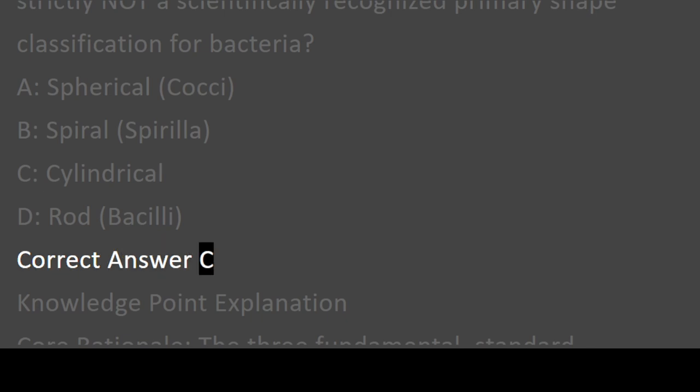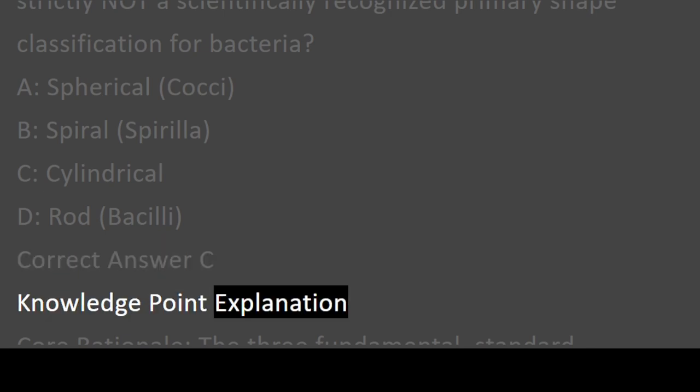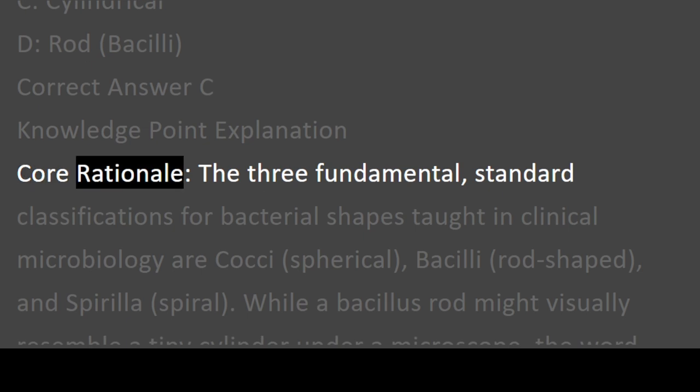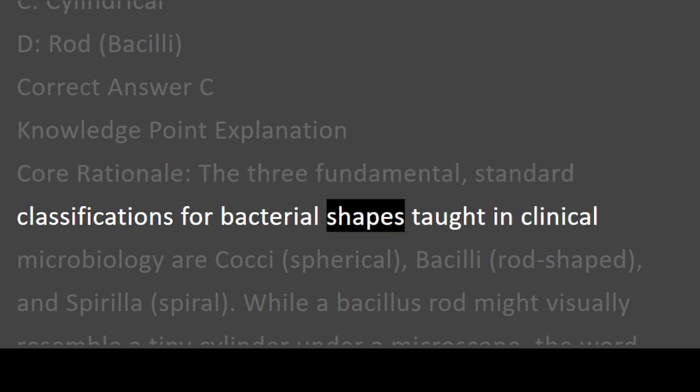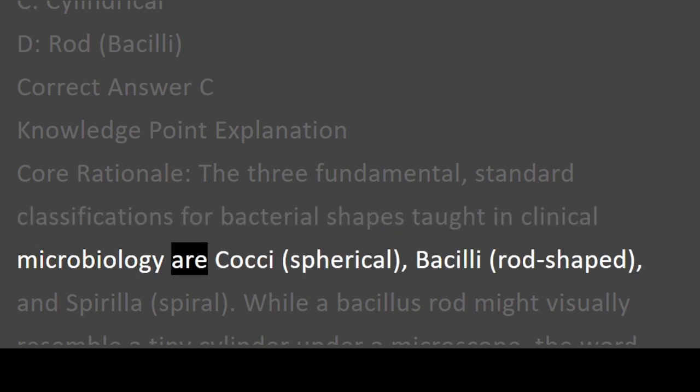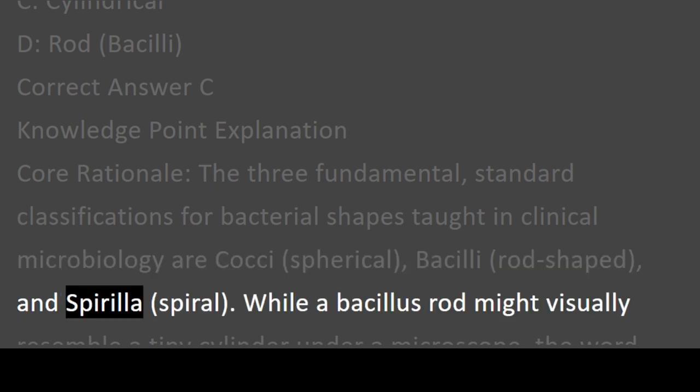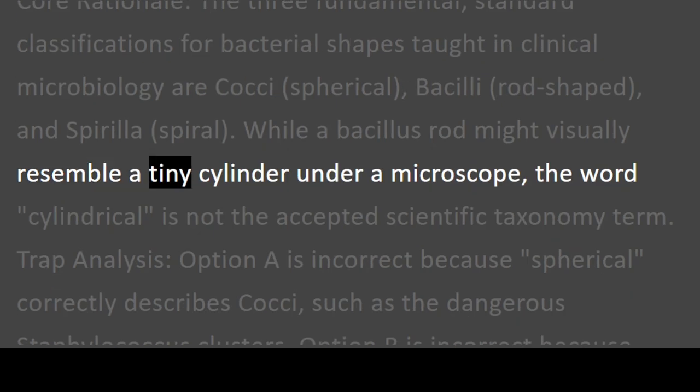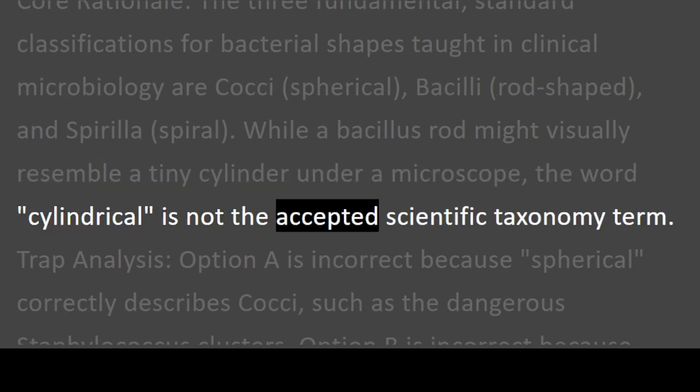Correct answer: C. Knowledge point explanation. Core rationale: the three fundamental, standard classifications for bacterial shapes taught in clinical microbiology are cocci, spherical; bacilli, rod-shaped; and spirilla, spiral. While a bacillus rod might visually resemble a tiny cylinder under a microscope, the word cylindrical is not the accepted scientific taxonomy term.